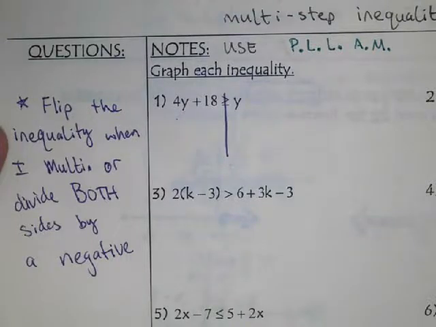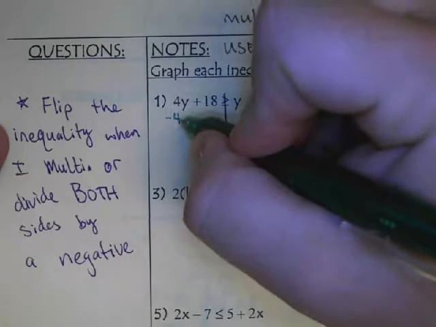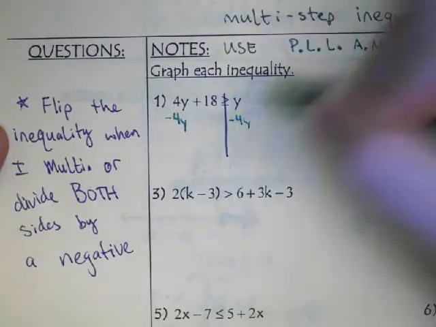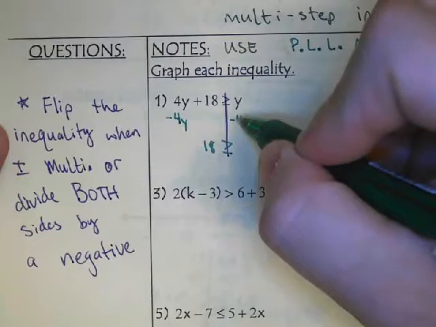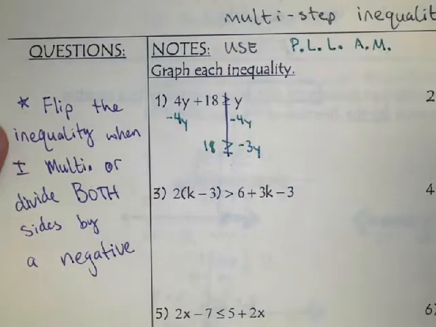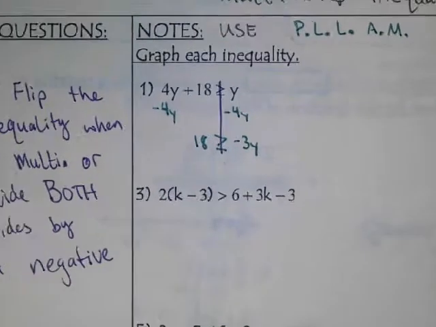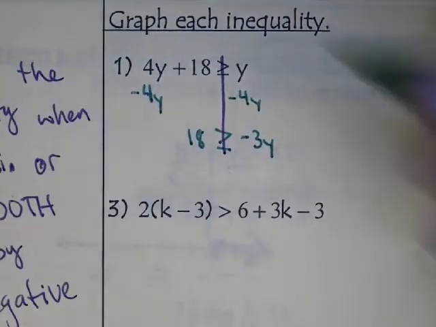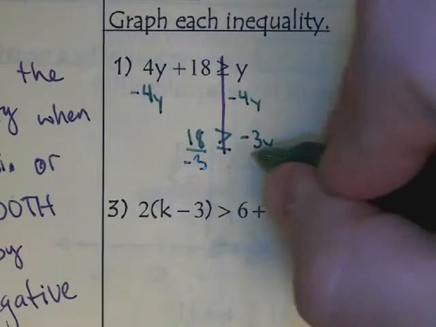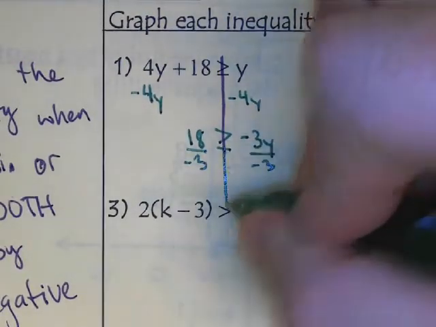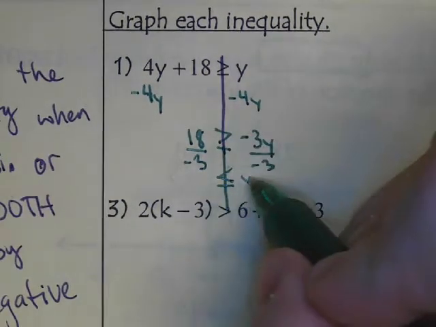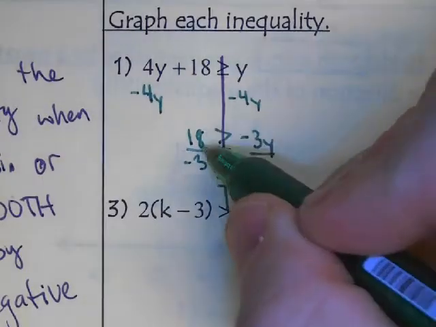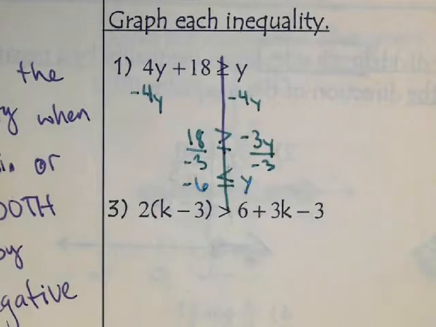So we can subtract 4y from both sides, and then we'll have 18 is greater than or equal to y minus 4y is negative 3y. Then we'll divide both sides by negative 3. Oh, I'm dividing both sides by a negative. So what's going to happen? My inequality sign will flip. We'll have our y by itself on this side, and 18 divided by negative 3 is negative 6.